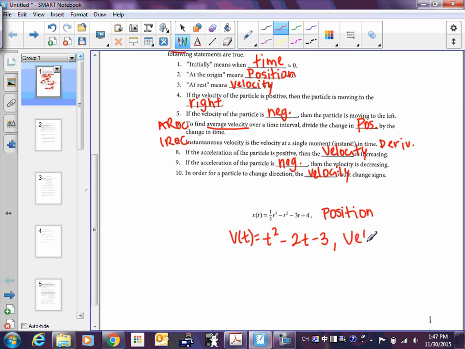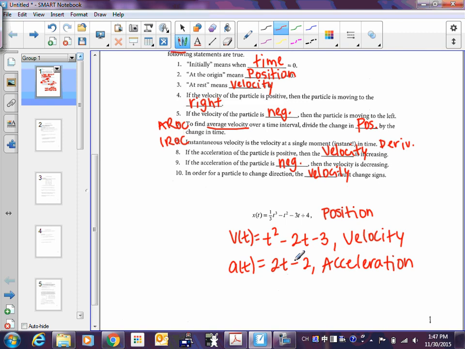So this would be velocity. And then likewise, acceleration, we'd take the derivative again, the second derivative. So 2t minus 2. And in a problem where you have all three of these, you can answer so many types of questions.